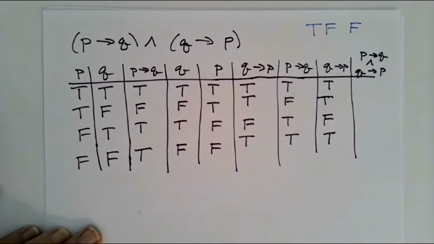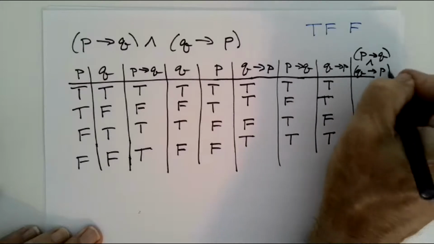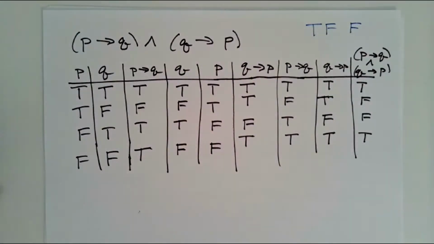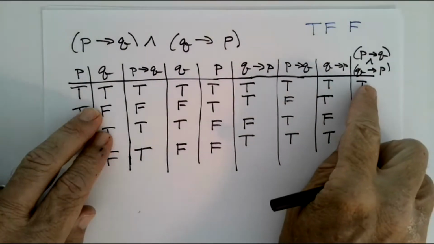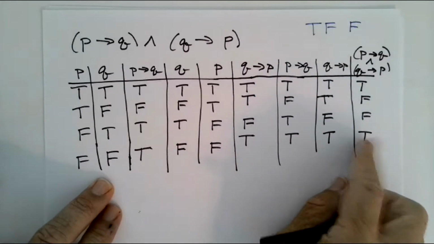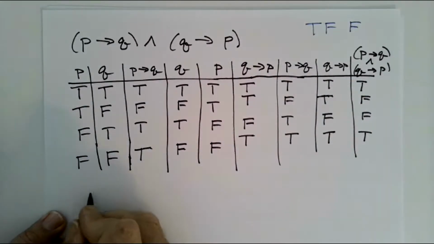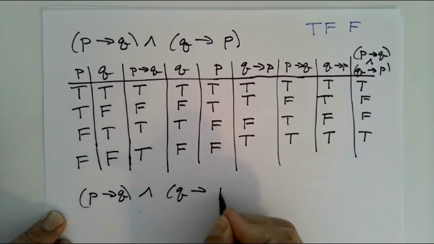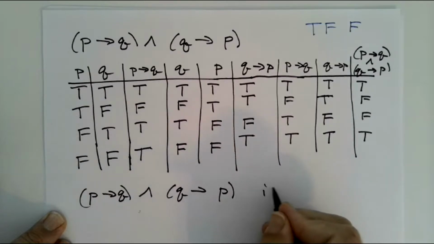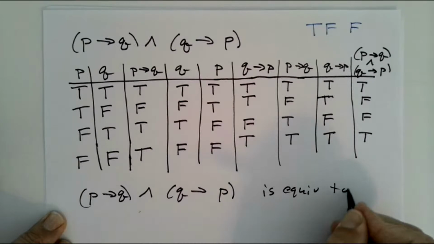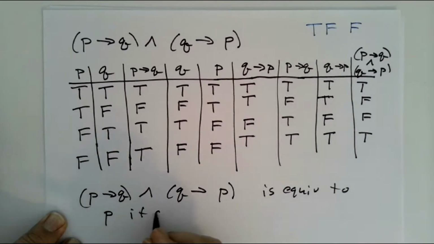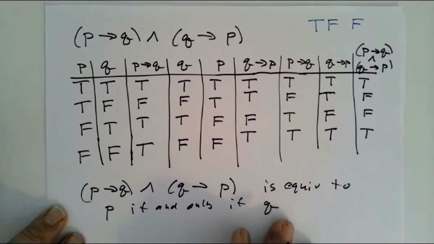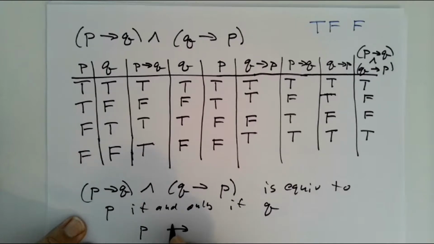When is the and true? The and is true only when both are true. True here, false, false. When P and Q were both true, the result is true. When P and Q were both false, the result is true. So basically, P implies Q and Q implies P is the same thing as, equivalent to, P if and only if Q. Or the notation we looked at earlier, P with the arrow going both ways.